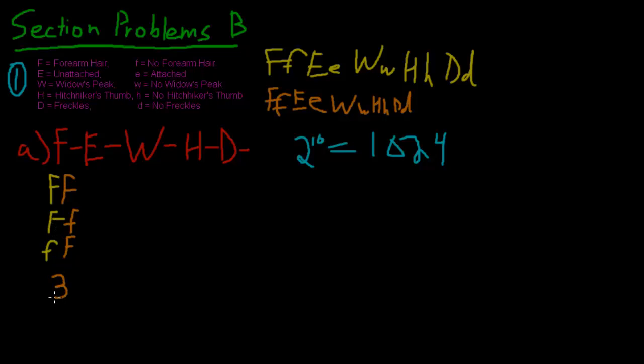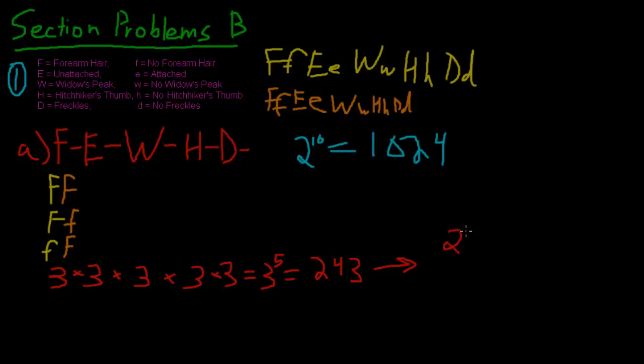We see that there's 3 possible genotypes for F. Using the same logic, we see that there's 3 possible ones for E, 3 possible ones for W, 3 possible ones for H, and 3 possible ones for D. Which means there are 3 to the 5th possible genotypes that result in what we want, which is 243 total possible genotypes that result in this. Therefore, our answer is 243 over the total possible 1024. That's the answer to part A.